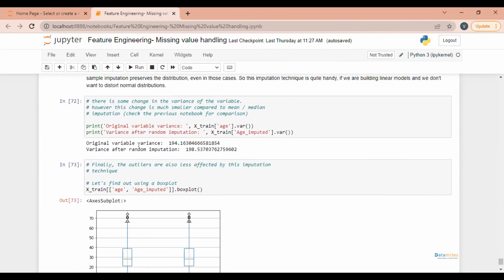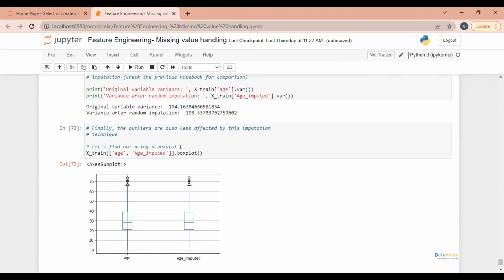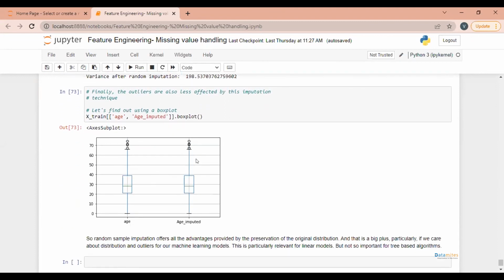In case of variance, if we observe, there is no significant distortion in variance either. A slight increment is there, but that is okay. So the variance has also remained intact. And in the box plot also, we'll see that the outlier distribution has remained the same. The variance has not shrunk, it has remained the same, so the outliers have also remained the same. So there are lots of advantages for this random sampling.